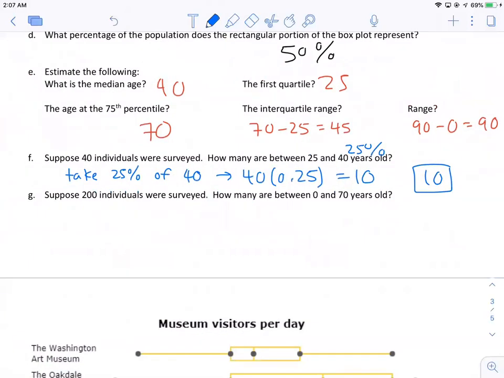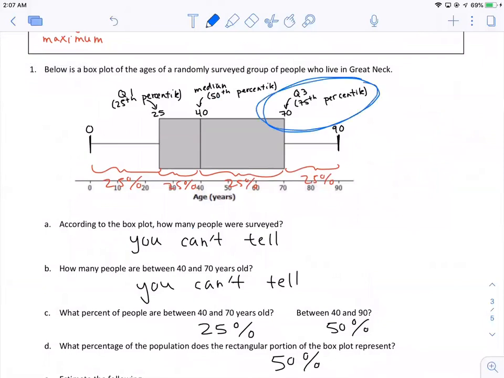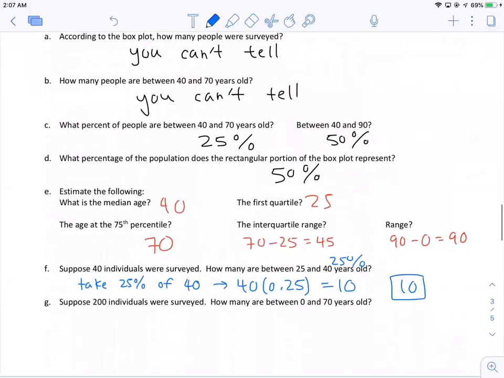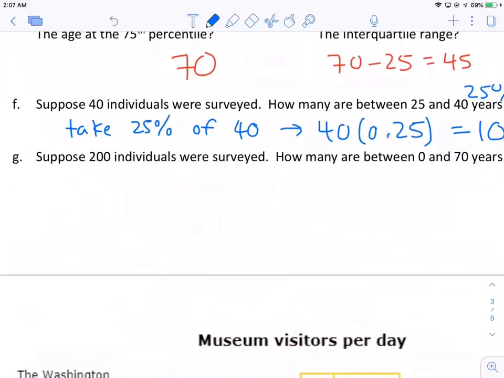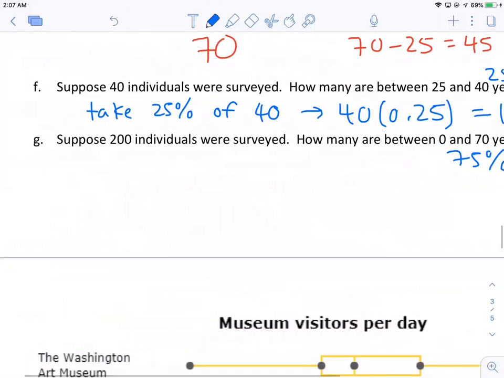All right, now let's pretend that 200 people were surveyed. How many are in between 0 and 70? So 70 is our 75th percentile, 0 is the minimum. That means 25%, 50%, 75% of people are going to be represented in that age range. So we want to take 75% of 200, out of our total number. So we do 200 times 0.75, and that equals 150 people.